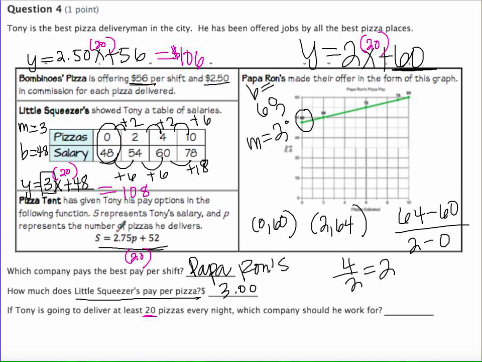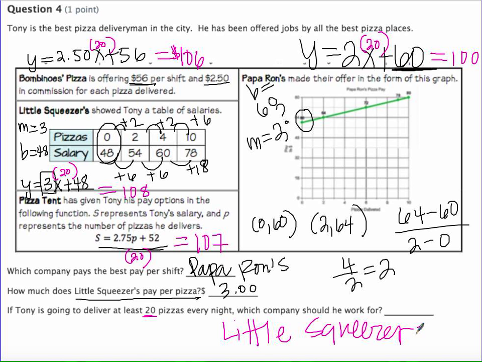Pizza Tent, we got 2.75 times 20 would be 55 plus the $52 for just showing up, so that's $107. And then 2 times 20, which is 40, plus 60 is $100. So the highest pay for that many pizzas, not by much, is actually Little Squeezers. Okay, and that is all 4 homework questions.